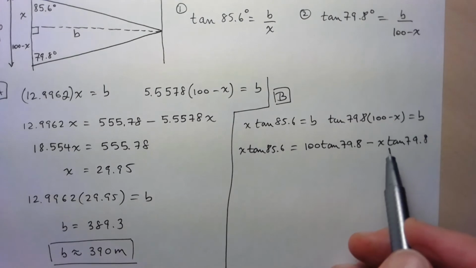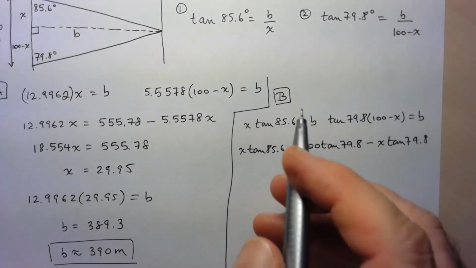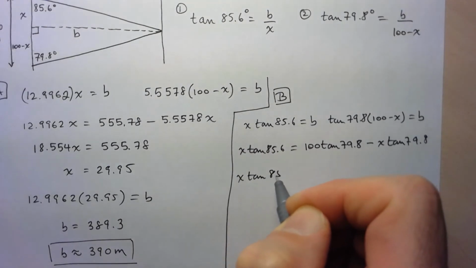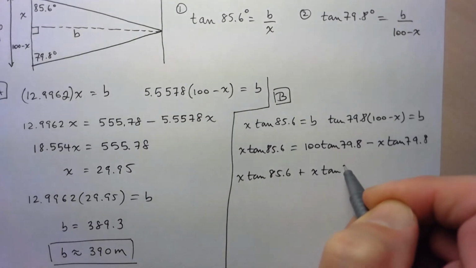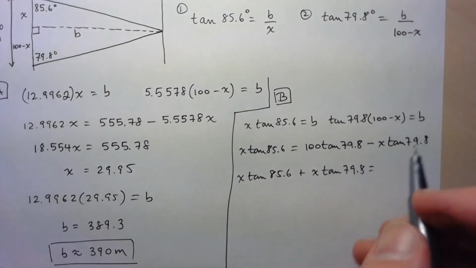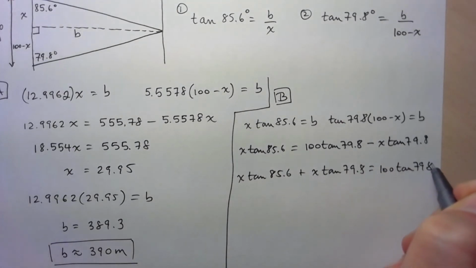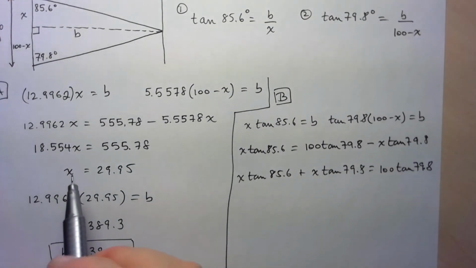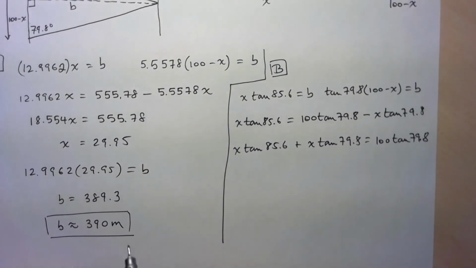All right, I'll collect all the x terms to one side of the equation, so I'll add this to the other side. So we have x tan 85.6 plus x tan of 79.8 equals, well, we still have this on the other side, 100 tan of 79.8. Now, if you notice, these are the exact same steps I followed on the left. The only difference is I'm carrying around these symbols along the way.